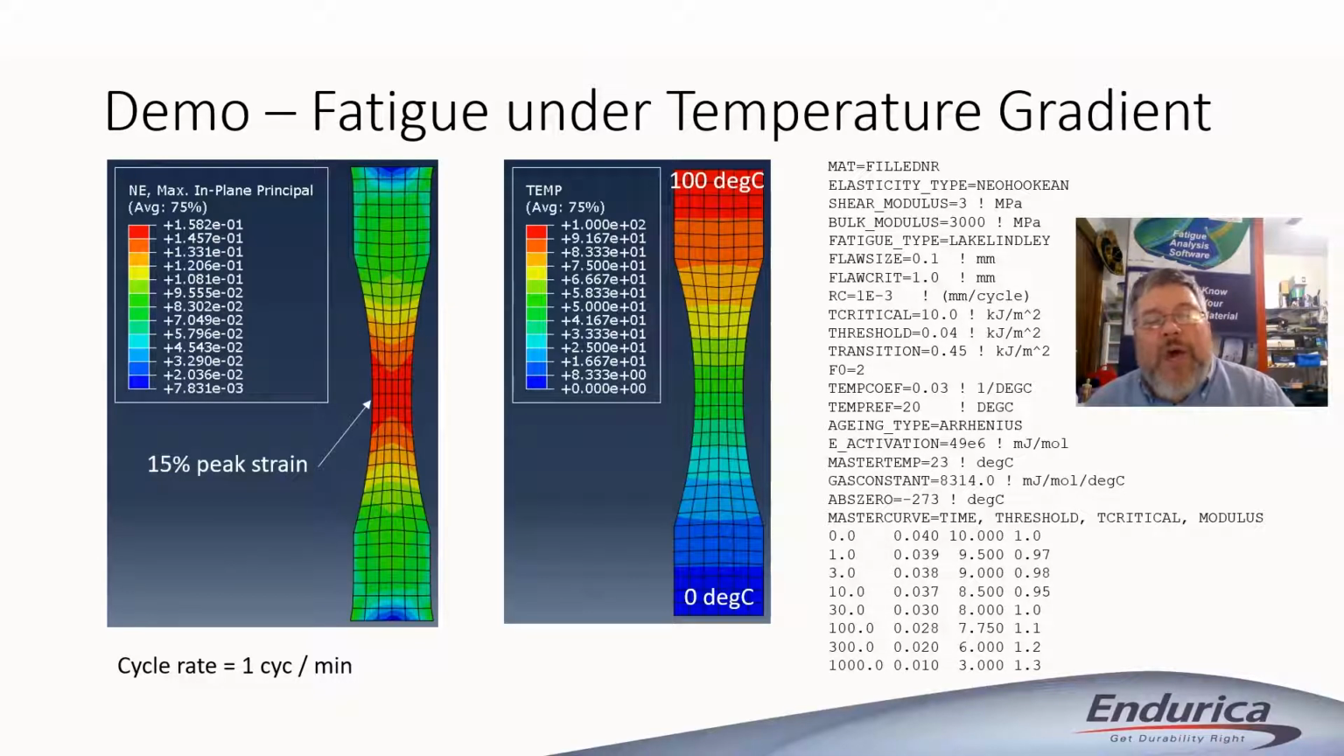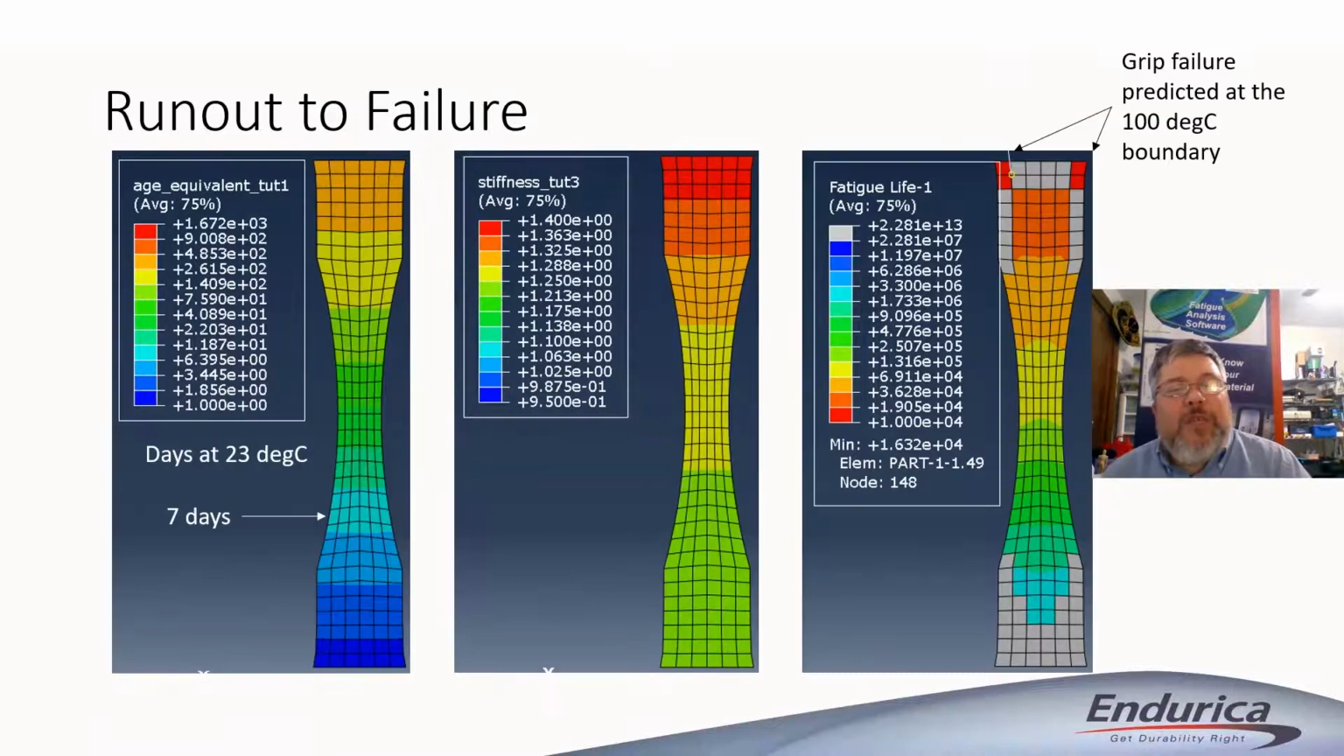Now for this problem, we're going to run the simulation to failure. If we look at the part at the time of failure, first of all, on the left, we're looking at the distribution of equivalent time, the aging time on the master curve. You can see that the top of the specimen ages much more than the bottom because of that temperature gradient. About a quarter of the way up the specimen, the color scale corresponds to about 7 days of aging.